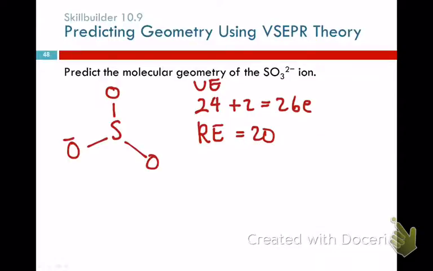So 1, 2, 3, 4, 5, 6, 7, 8, 9. Oh, now what do I do? Well, I'm missing 1. Like that. There, 10. So I'm good. That's it. Everybody has an octet. Everybody's happy. It's an ion, so I need to write it in brackets. So I would write it like this.